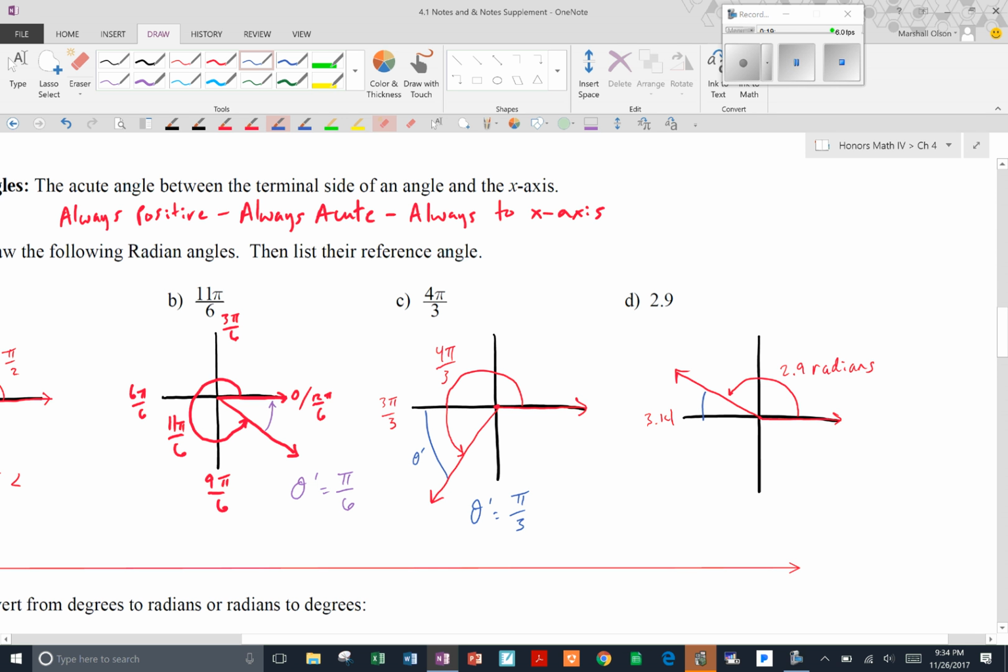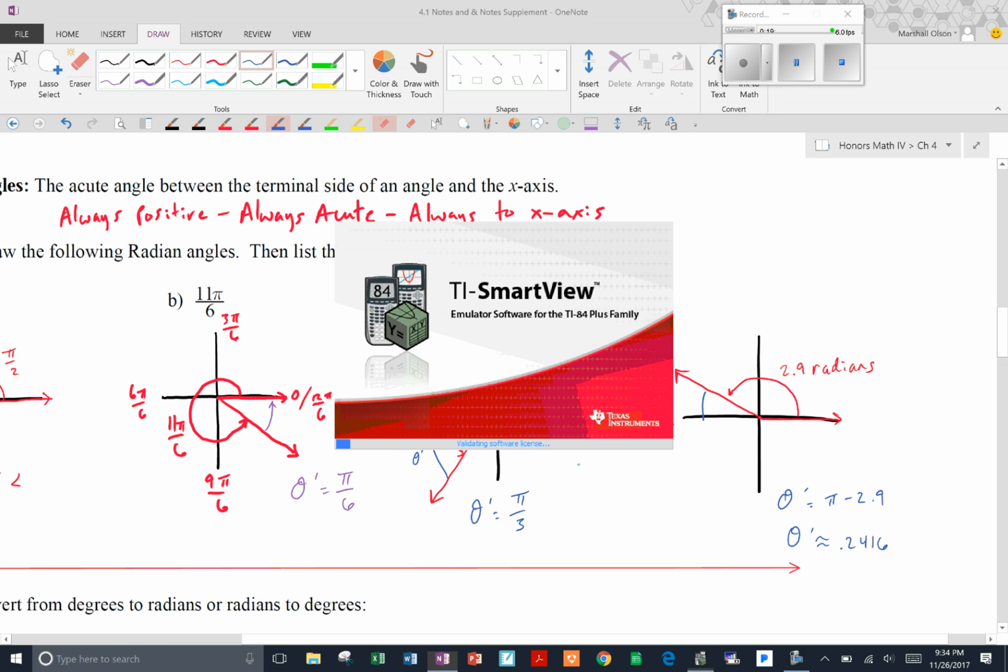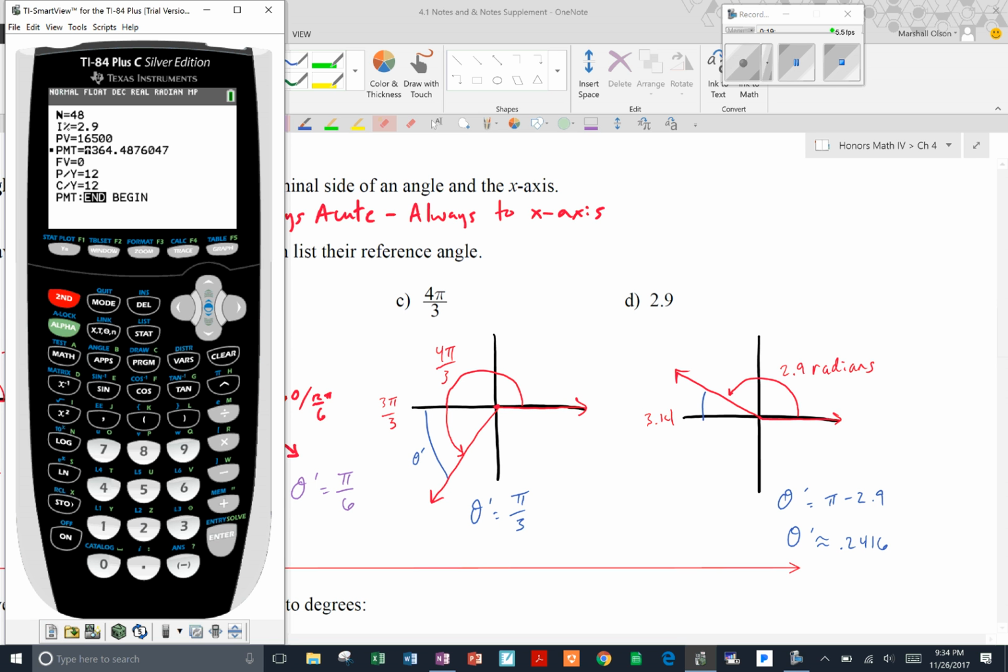Okay, but here's where a little math has to come in. Our reference angle would be that angle right there. So that would be the difference between 3.14, or pi, and the 2.9. So our reference angle is going to be pi minus the 2.9. So the reference angle is about 0.2416. We're just taking the second pi, which is right there above the caret symbol, minus 2.9. That's where we're getting that number from.